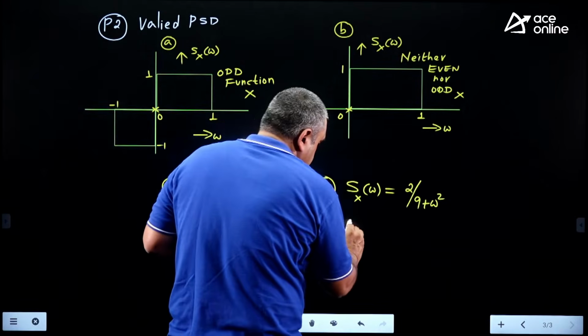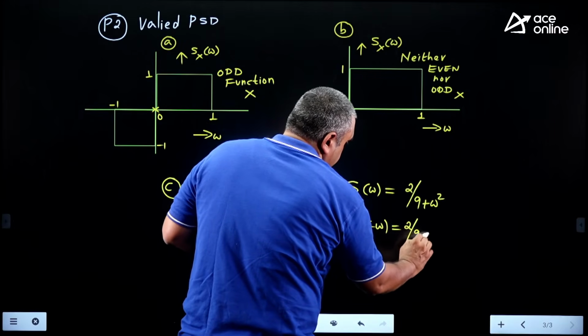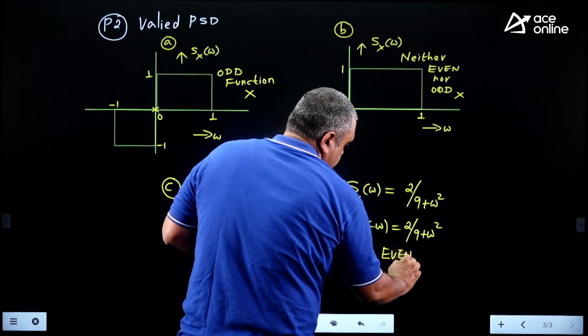And check for the last one also. If you replace omega with minus omega, you are again getting 2 by 9 plus omega square. So this is also representing an even function. So this is also correct.